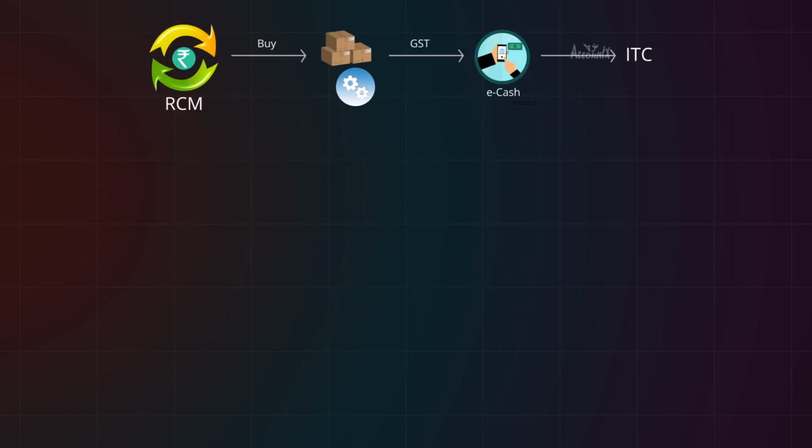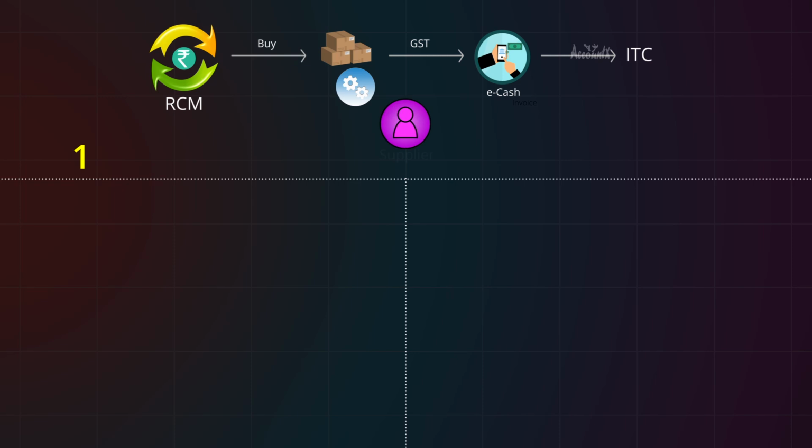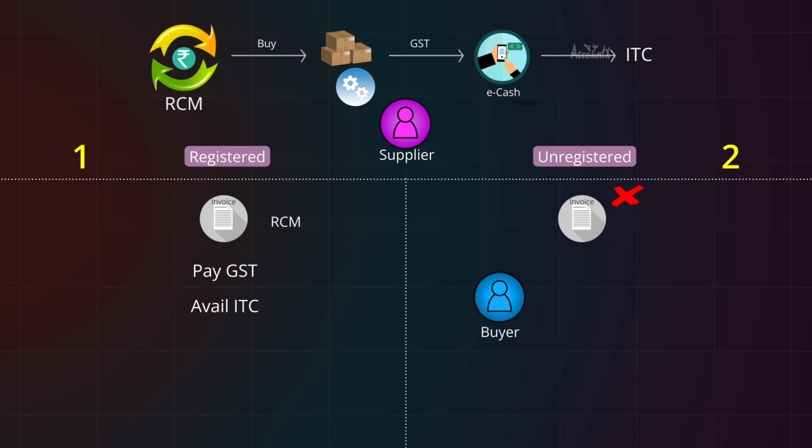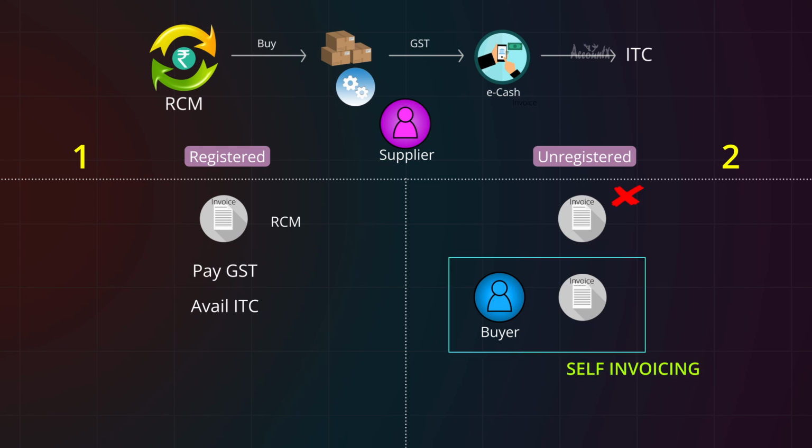Here again, we have two situations. Situation 1, when the supplier is registered. Situation 2, when the supplier is unregistered. In first situation, registered suppliers would generate invoices and also on the invoice mention that RCM is applicable. So on the basis of this invoice, you pay GST and also avail input tax credit. But in situation 2, invoices generated by unregistered persons have no relevance in GST. So as a buyer or recipient, you have to generate invoice in order to avail input tax credit. This is known as self-invoicing.